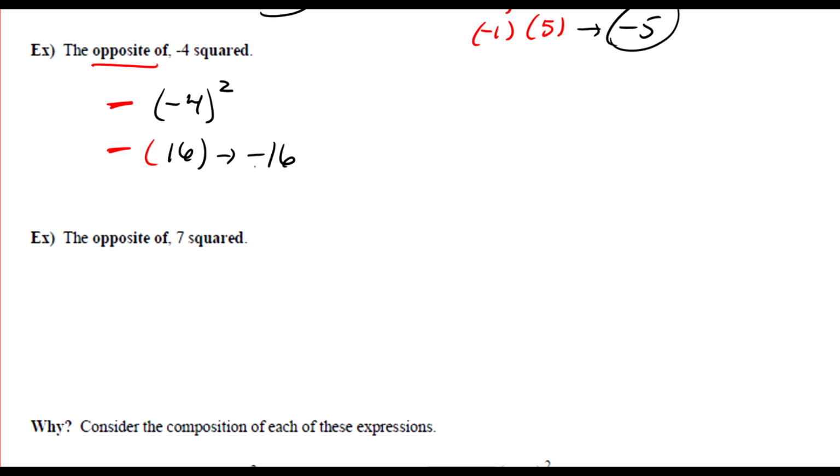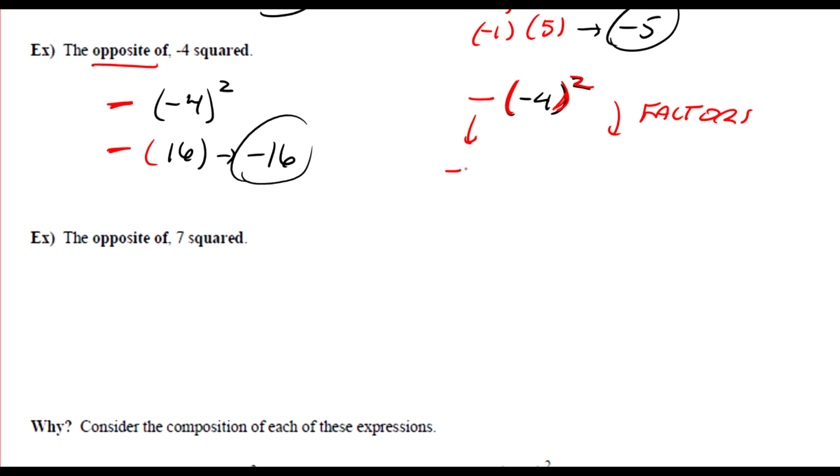So we can get our answer that way. But instead, when we see the opposite of negative 4 squared, we want to recognize the factors in this term. And then we can allow composition. You notice this negative 4 squared is in parentheses, so the opposite would be a factor of negative 1. So we'll just keep track of that.